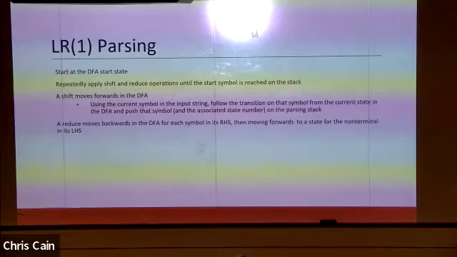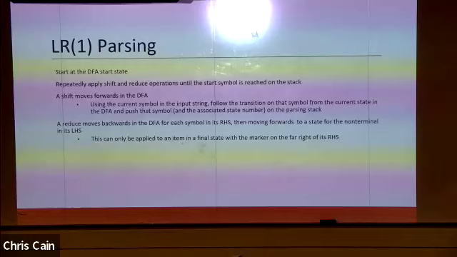Reduce moves us backwards in the DFA for each symbol on its right-hand side, then moving forwards to the state with the non-terminal on the left-hand side. So we do have to store where we came from. We need a back trace of the history of states that we have visited, because when we do that reduce, we want to go back via the edges that we came from. You can only do that if we have an item in a final state with a marker on the far right-hand side of one of its productions.